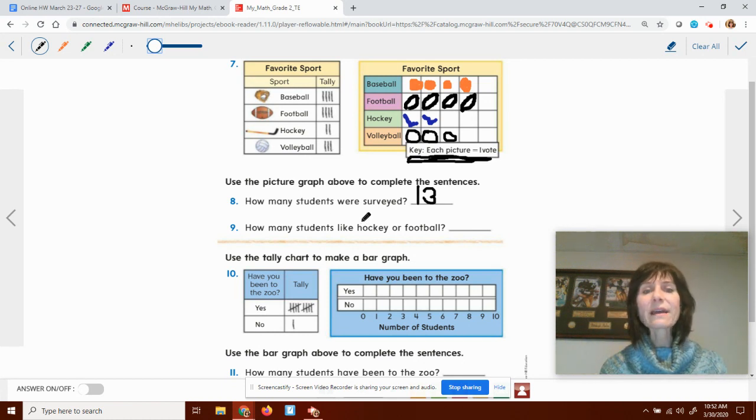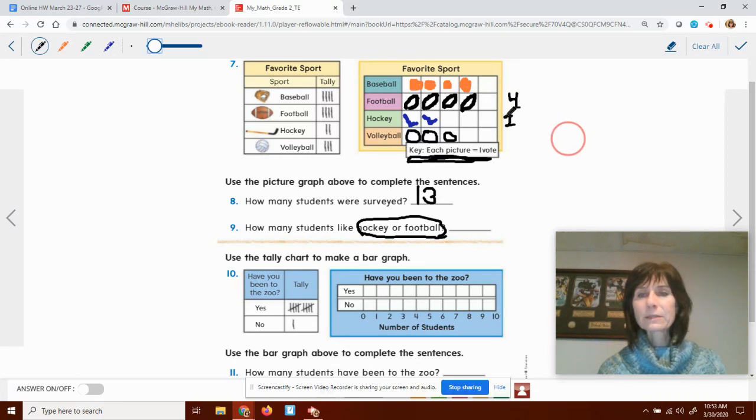How many students like hockey or football? The question is, you're comparing hockey or football. How many like hockey or football? Well, I look here and I know hockey, there were 2 people. And for football, there are 4 people. Make that 2 a little bit better as a 2. So 2 plus 4 would simply be 6.